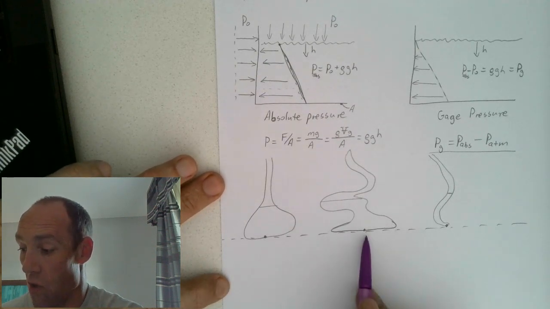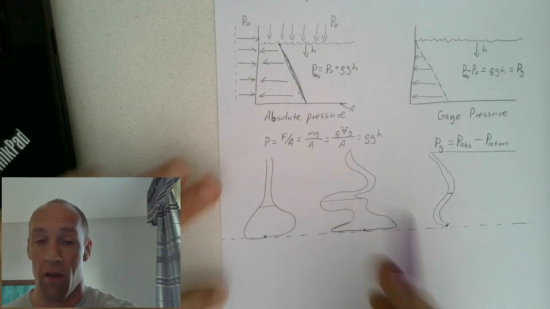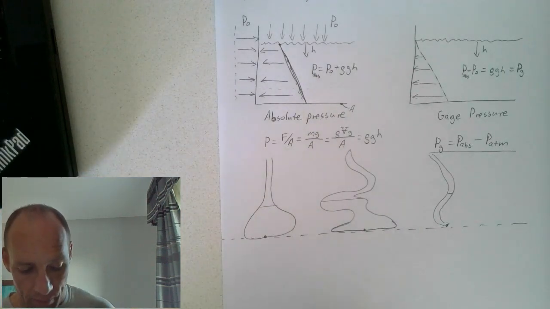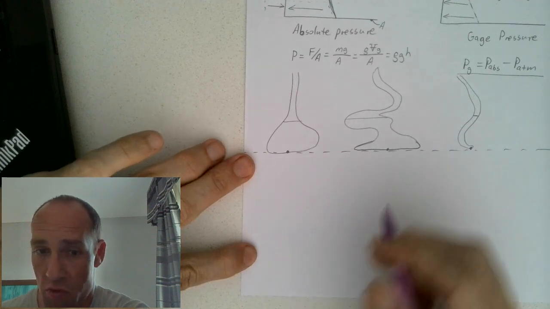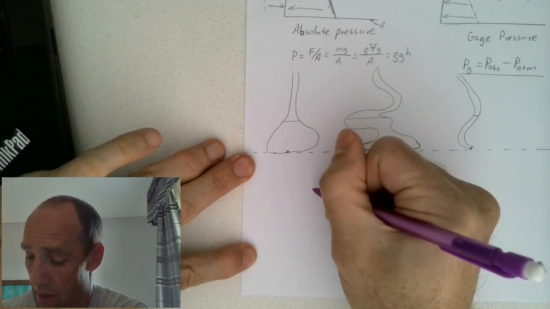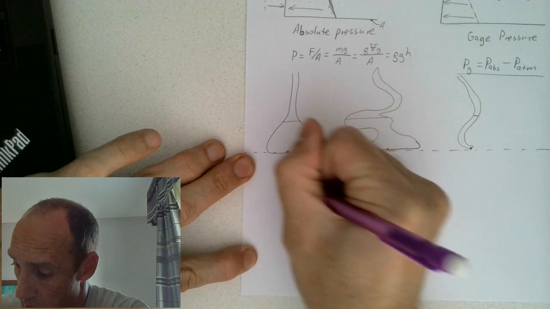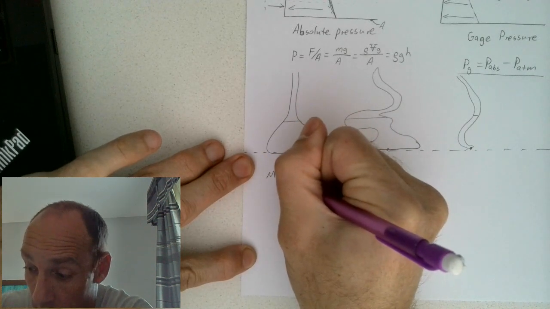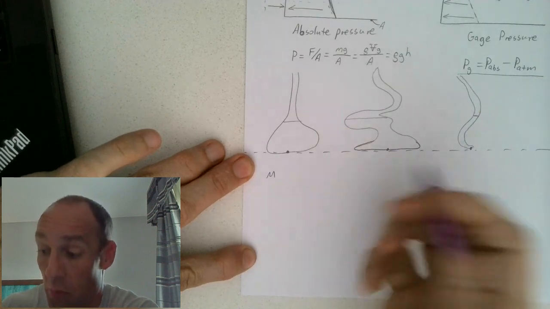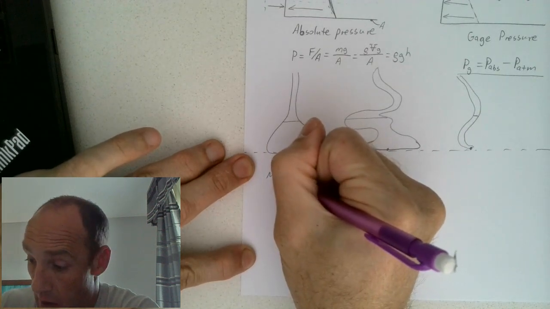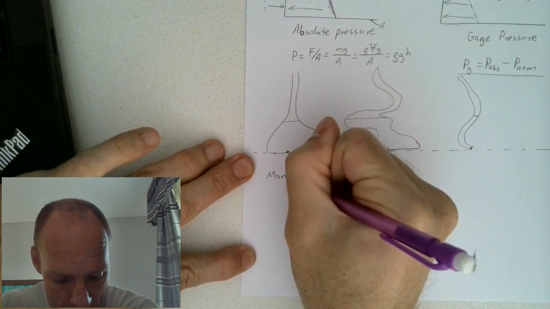So pressure is only a function of depth in a static situation. Now we can use this principle as a means to measure pressure in a device called a manometer.